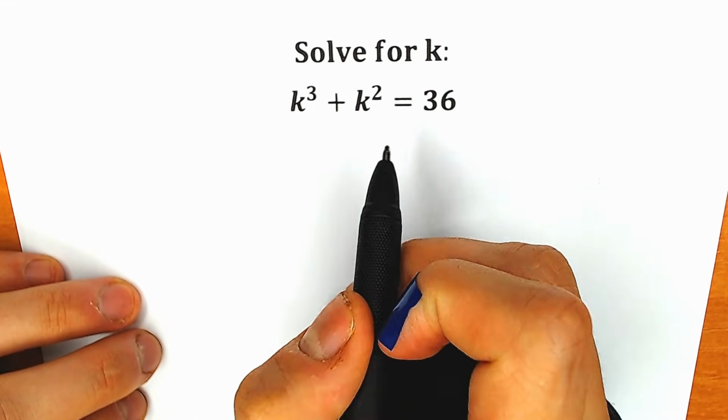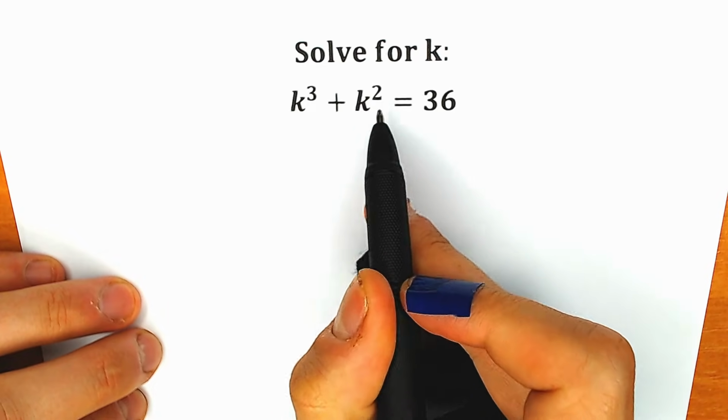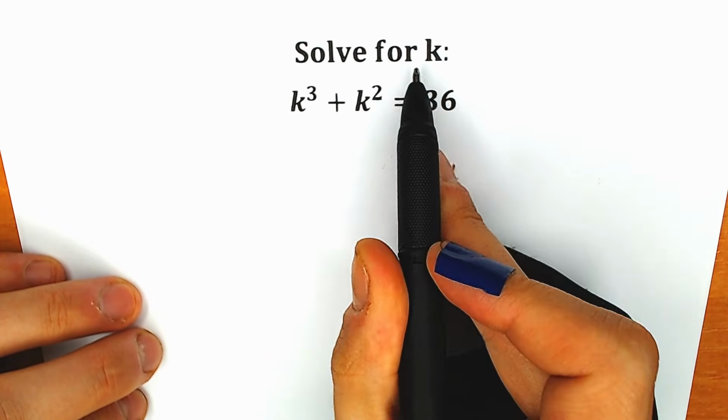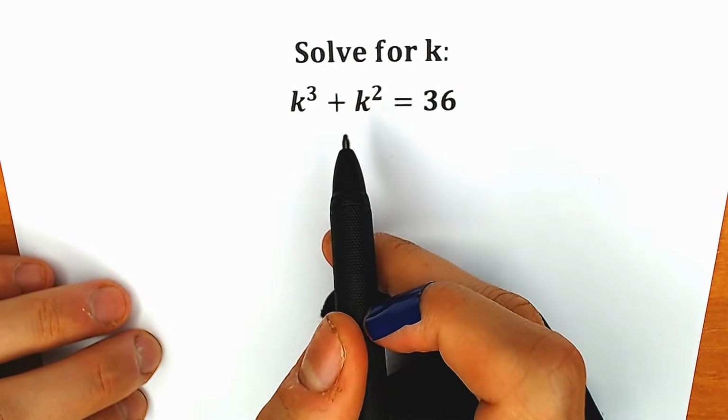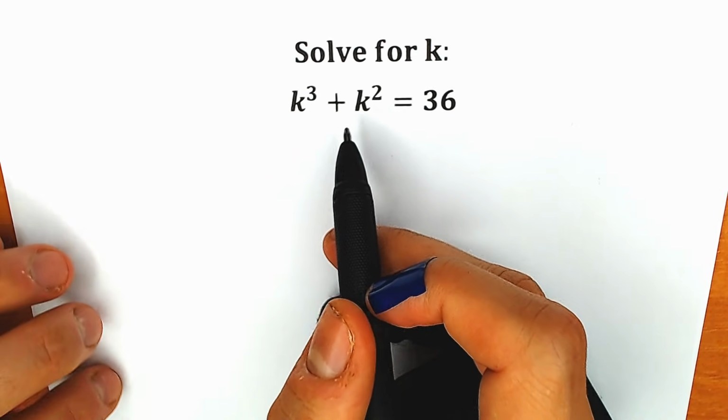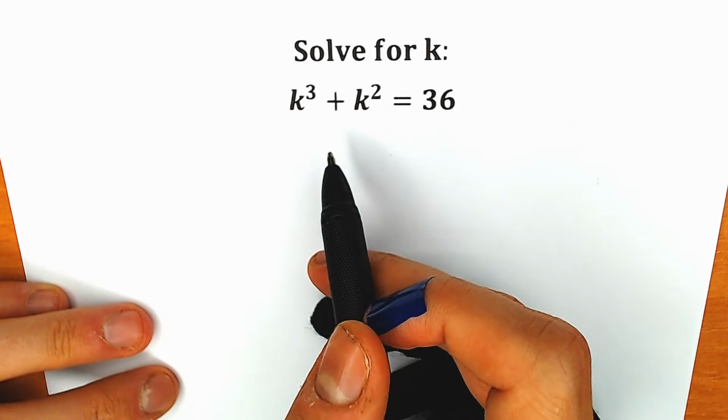Today we have a very interesting cubic equation: k cube plus k square equals 36. We need to solve this equation for k. If you have your solution, you can also write it in the comments below and then we will check our answer, so it will be really interesting.